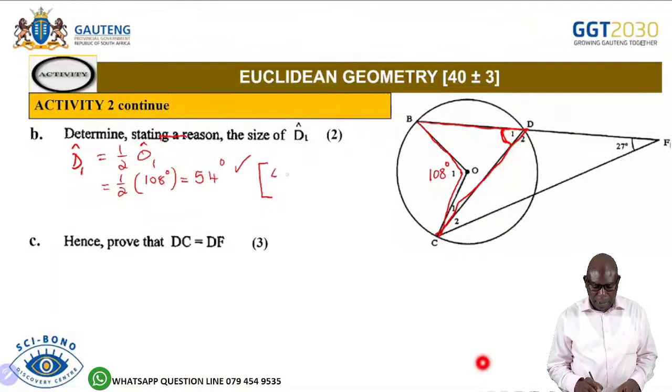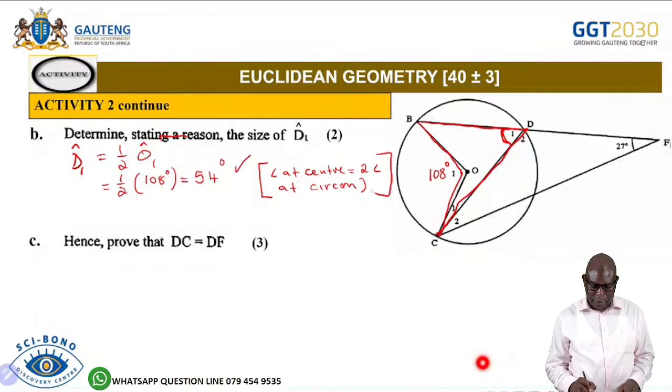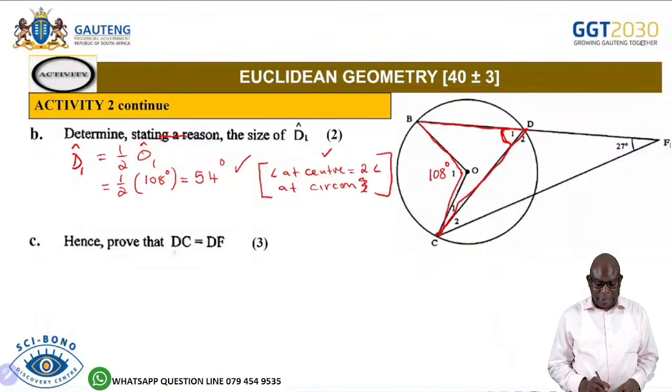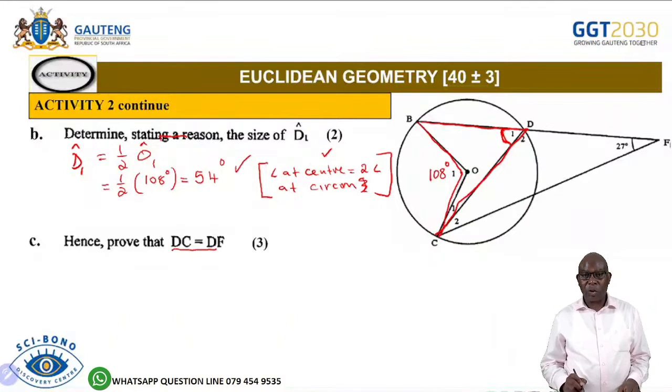It will be angle at center equals to twice angle at circumference. Okay, so that is my reason there. So there is a mark for the reason. The next one says, hence prove that DC is equal to DF. DC equals DF. I must prove that.